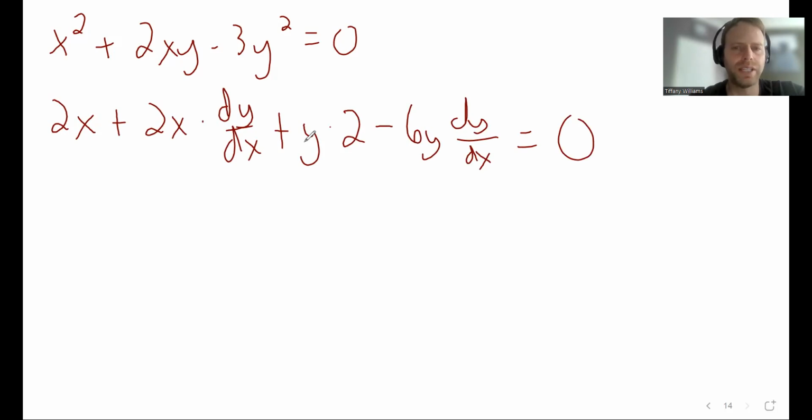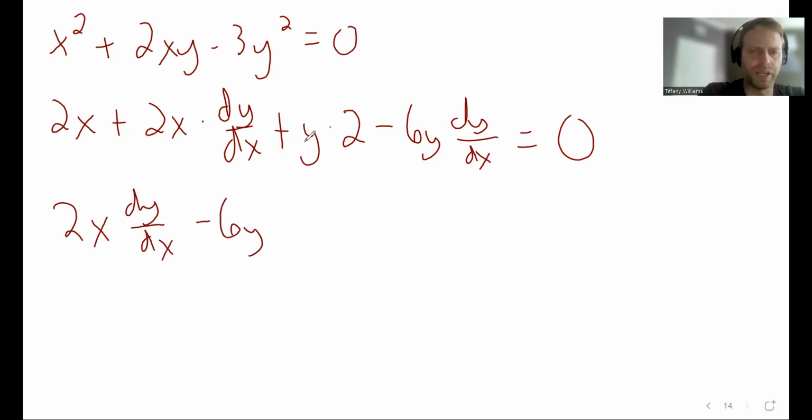So I'm going to keep dy/dx on the left side. Let's move non-dy/dx terms to the right side. So I'm going to keep the 2x dy/dx on the left, and then I'm going to have minus 6y dy/dx on the right side. And then on the left side, the dy/dx's are on the left side. Now on the right side, I'm going to have the 2x and then the 2y. But remember, I subtracted them to give them over. Okay. So I'm going to have minus 2x minus 2y.